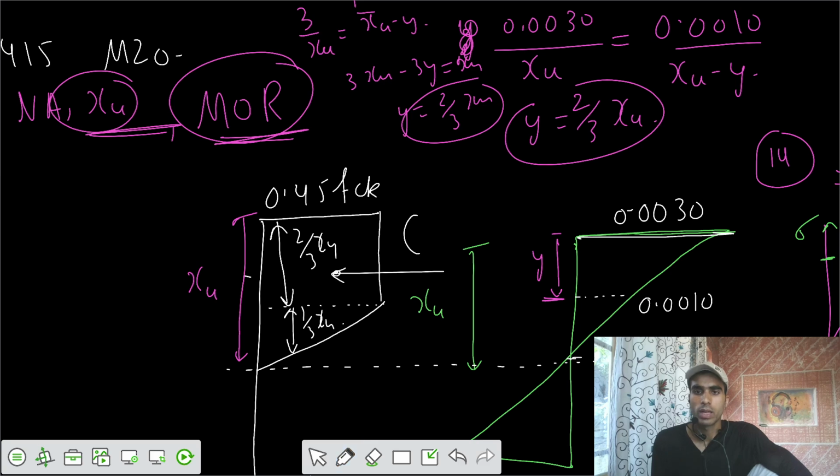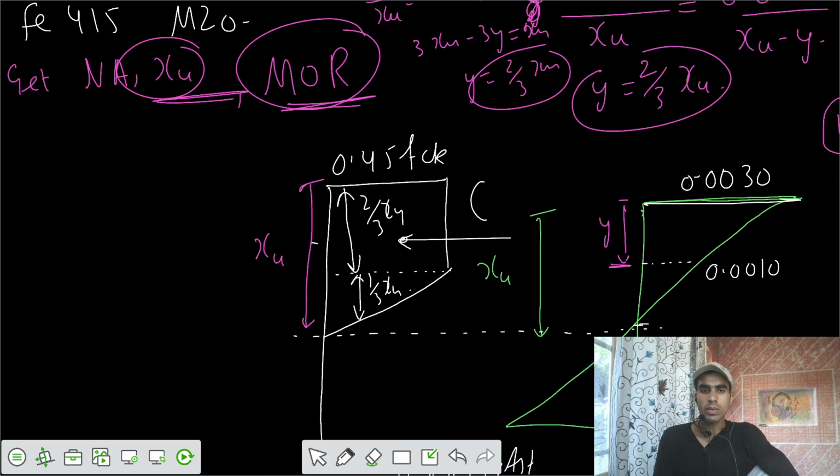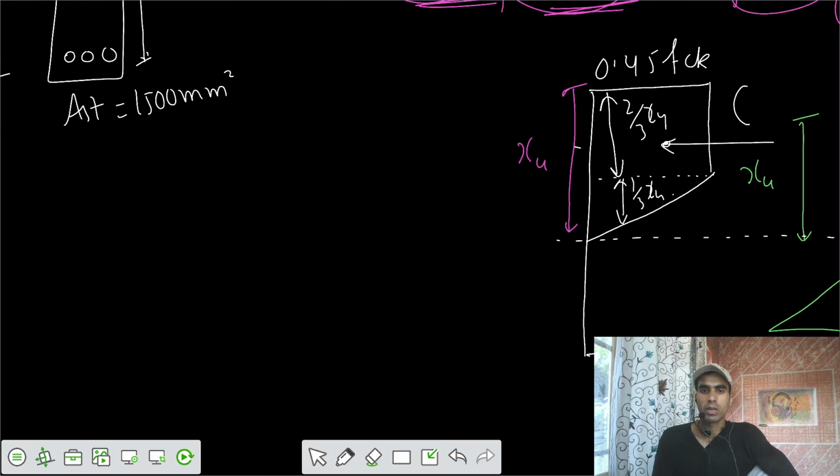And we can solve the location of neutral axis XU. Can you solve the location of neutral axis? And how can I solve that? If I equate C equals T by summation of forces in horizontal, can you tell me what should be the value of C? I don't know the value of C. I have to calculate the value of C.